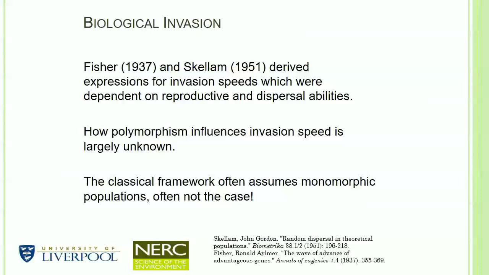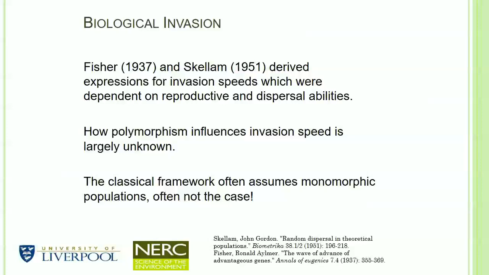But this isn't often the case. To use an extreme example, we can think of wing dimorphism within crickets. So you sometimes have a highly dispersive and low fecundity morph and a high reproduction and low dispersal morph. But can you model these as the same population? So we take a look at investigating this.